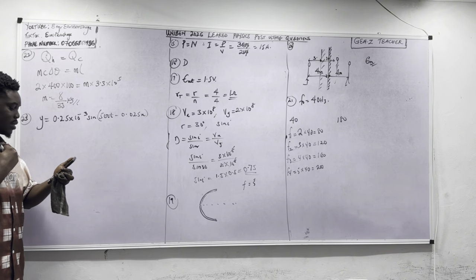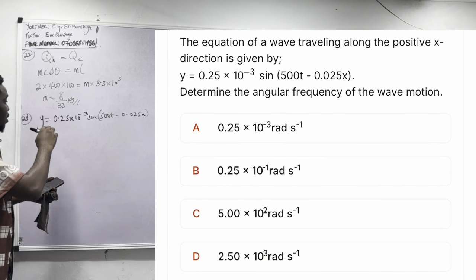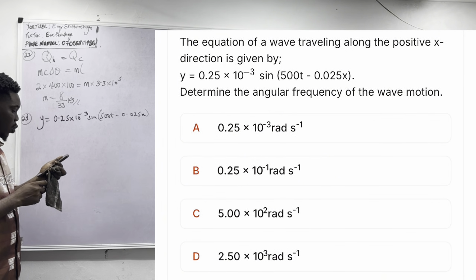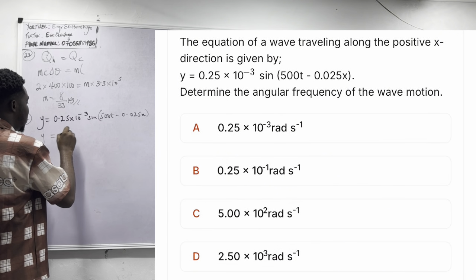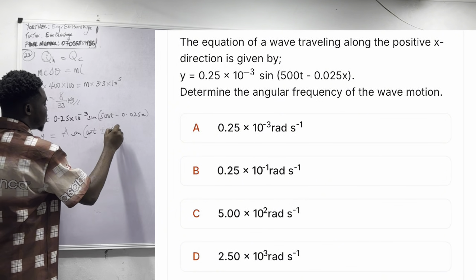Number 23 says the equation of a wave traveling along the positive x-axis is given by this equation, and then you're asked to find the angular frequency. Now recall, y actually is equal to A sine(ωt plus or minus kx).